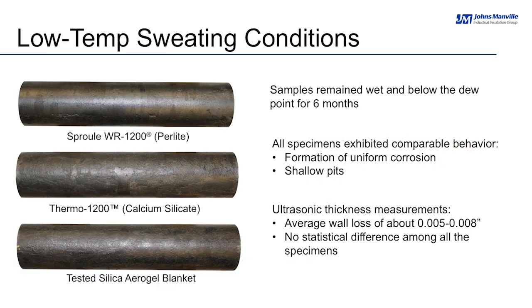So after the 6 months of repeated sweating cycles, SWRI disassembled the system. What this entailed was removing the cladding and insulation from the pipes and then pressure washing and wire brushing the pipes to remove as much of the corrosion byproducts as possible so that we can get to the bare metal and examine it. What we were able to discern from the specimens is that all 3 pipe specimens look very similar to each other after this low temperature test condition. So independent of the insulation materials installed on the pipes, all of them had uniform corrosion with very shallow pits. When Southwest Research Institute measured the pipes using the ultrasonic method, the average wall loss was about 5 to 8 thousandths of an inch for all 3 samples, so there really wasn't a statistical difference among any of the specimens.